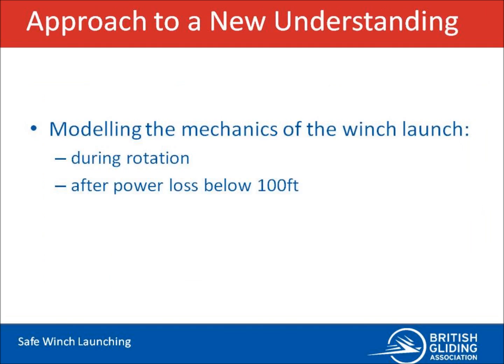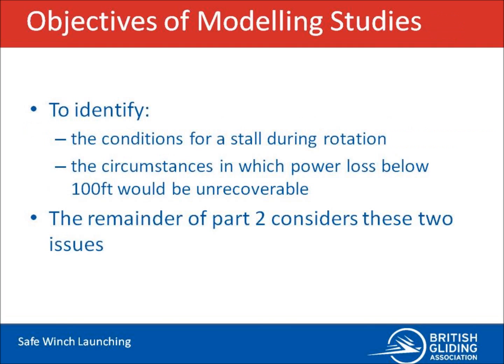Mathematical modelling of the mechanics of winch launching was undertaken to identify the conditions that could give rise to a stall during rotation and the circumstances in which power loss below 100 feet would be unrecoverable. By understanding these conditions, it would be possible to provide theoretically backed advice to avoid these dangers.